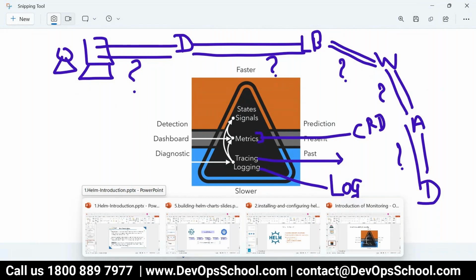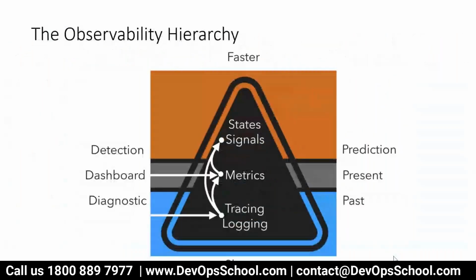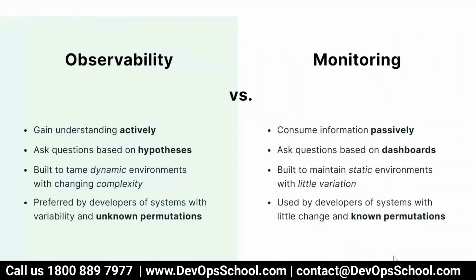In order to implement observability, you need to gather all this data. That is something which you have to do. So, what are the primary differences between observability and monitoring?